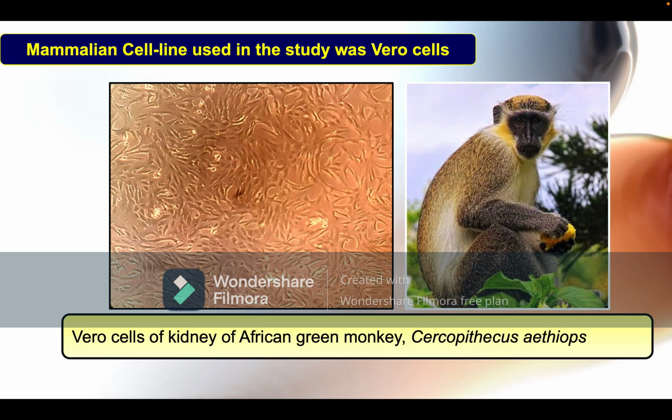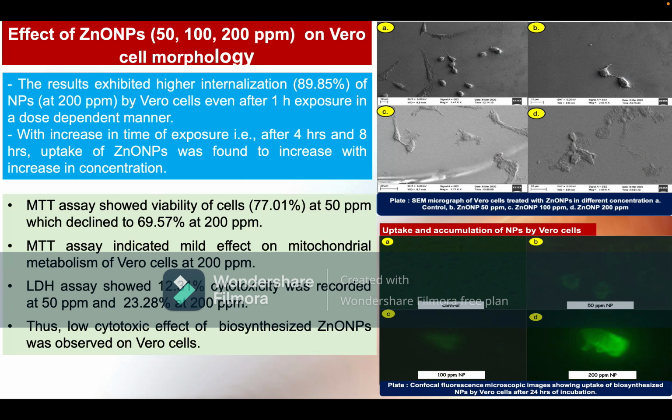Thereafter, we tested the efficacy of the synthesized zinc oxide nanoparticle on a mammalian cell line, for which we have considered Vero cell, of kidney of African green monkey. For this study, different doses of zinc oxide nanoparticle, that is 50, 100 and 200 ppm, were used so as to see their effect on the Vero cell morphology as well as viability as well as cytotoxicity.